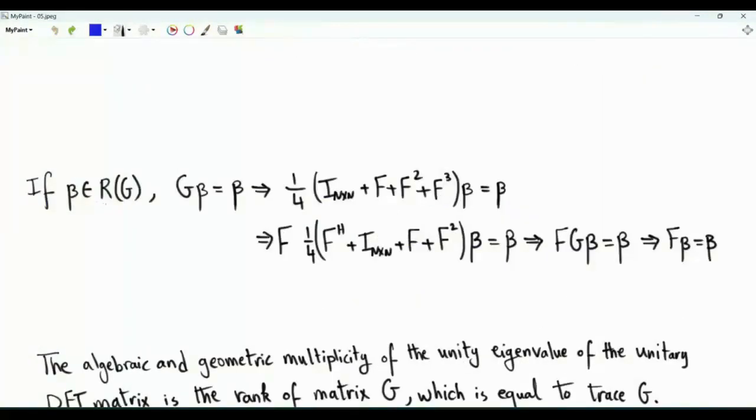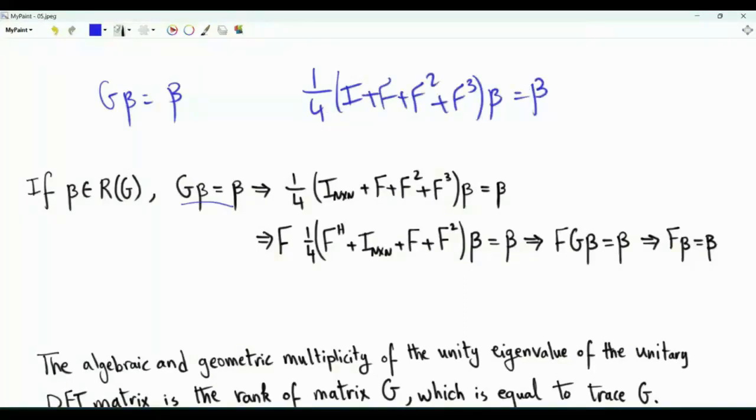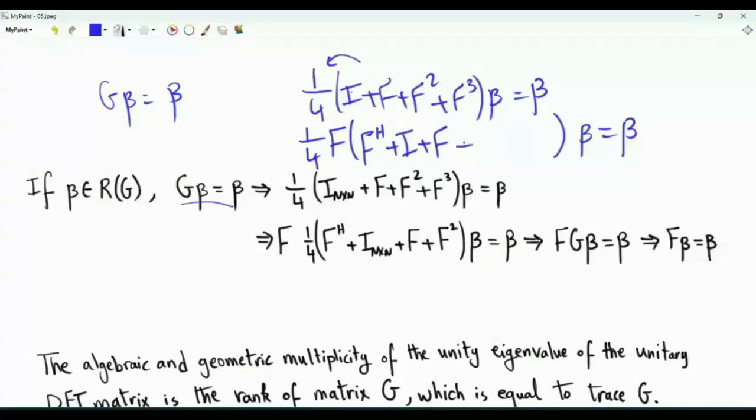Suppose that beta is in the range of matrix G. G beta is equal to 1 times beta. Beta is an eigenvector of G associated with the eigenvalue 1. Now, write down G as the sum 1/4 of I plus F plus F squared plus F cubed. Take F as a common factor to the left. So we have here 1/4, and then we have F in the bracket. To get I, we need here the inverse of F, which is F Hermitian. Then we need identity, then we need F, then we need F squared. And F Hermitian is exactly F cubed. So this bracket is 4 times G.